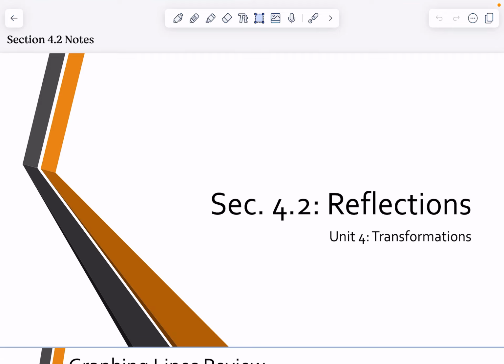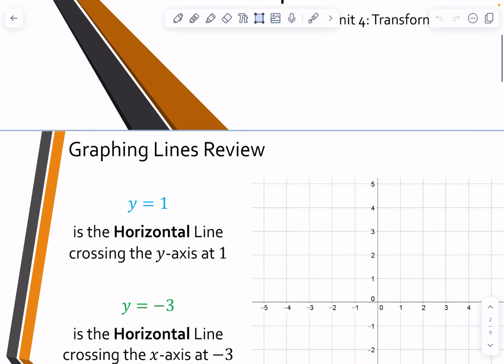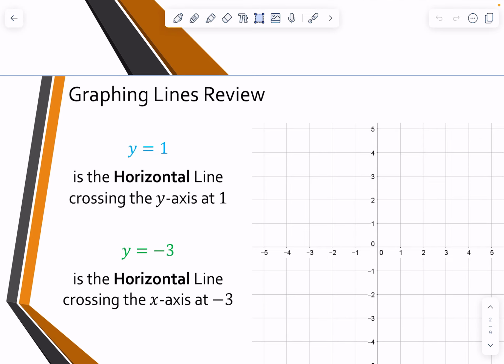Chapter 4. We're now going to work on section 4.2, which is reflections. Let's do a quick review of graphing some lines that we're going to need. When we see an equation where it just says y equals 1, no x, instantly we know it's a horizontal line, which means we come up 1, and then we would graph a horizontal line along that.